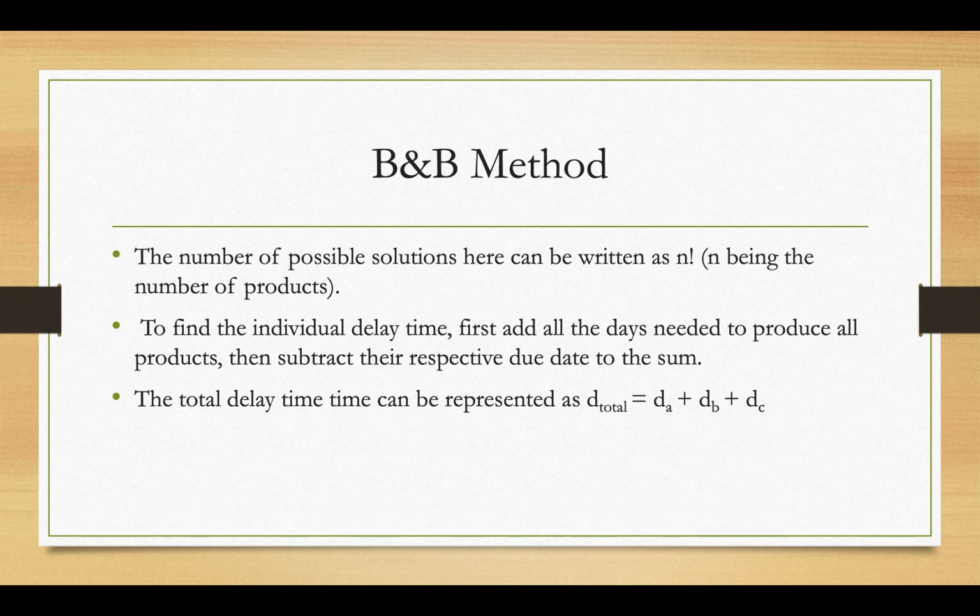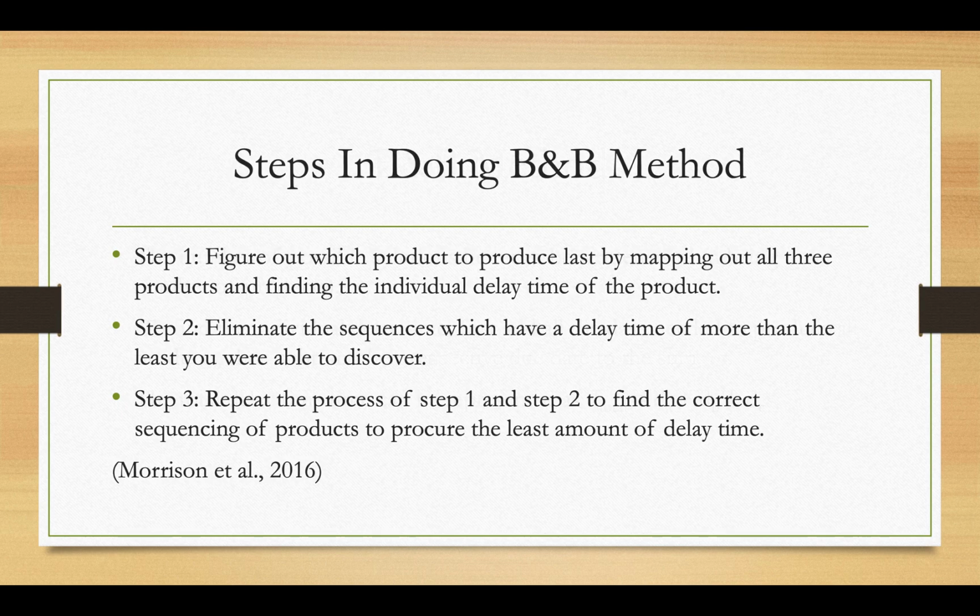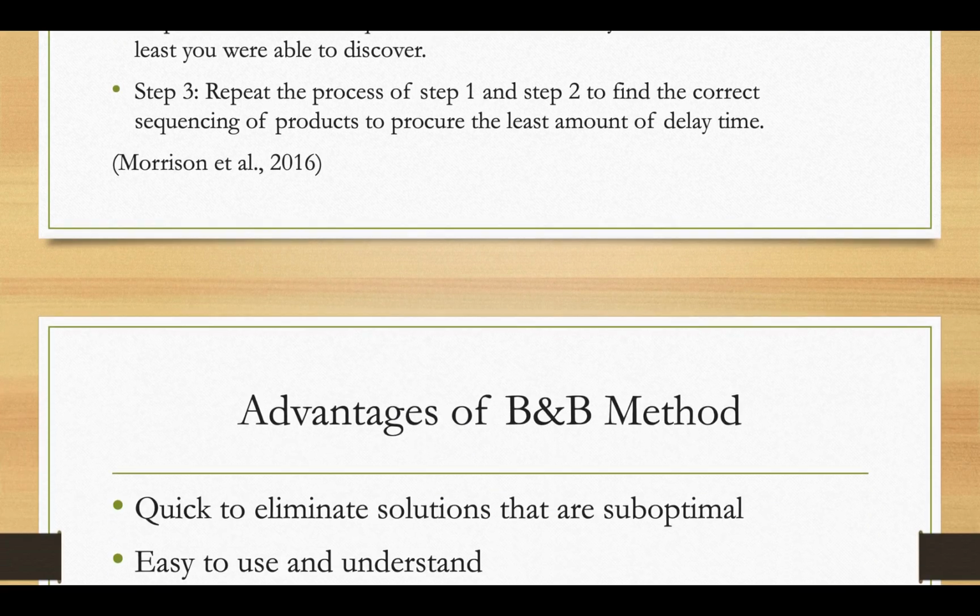The total delay time can be represented as d subtotal equals d sub a plus d sub b plus d sub c. Now, what are the steps in doing the branch and bound method? Step 1 is to figure out which product to produce last by mapping out all 3 products and finding the individual delay time of the product. Step 2 is to eliminate the sequences which have a delay time of more than the least you were able to discover. Step 3 is to repeat the process of step 1 and step 2 and find the correct sequencing of products to procure the least amount of delay time.